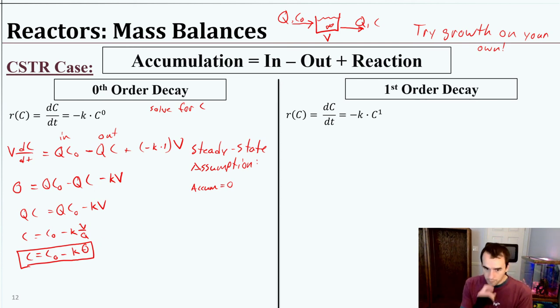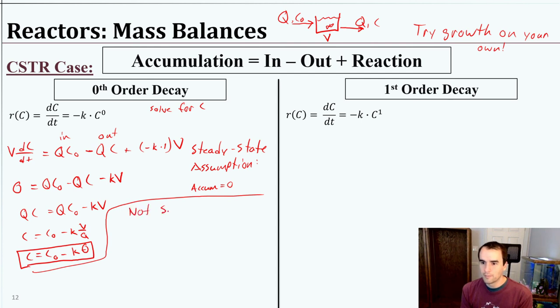Now, to answer your question: do we always assume it's steady state for a CSTR? No. In fact, we're probably going to do at least one homework problem in your first homework assignment, posted later this week or maybe next week, where we have a system that's not at steady state. If it's not at steady state, we have to keep V. Let me go ahead and write this. So, not steady state. That means the accumulation equals V dC/dt. So we might have to integrate something.